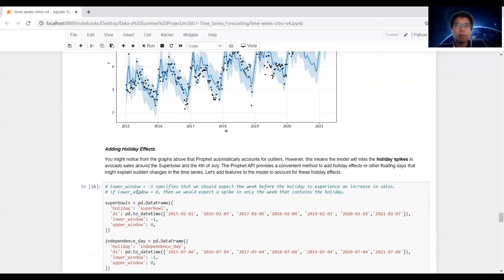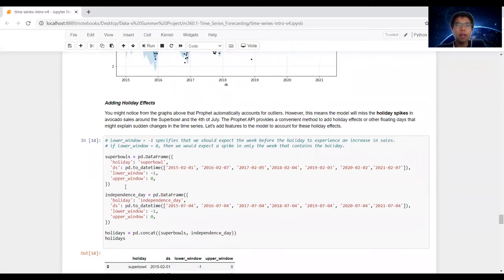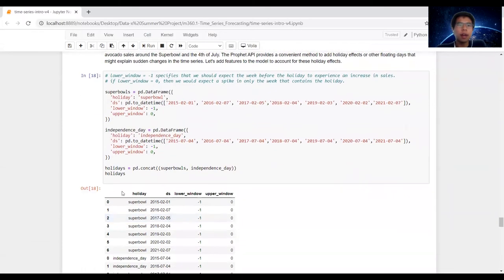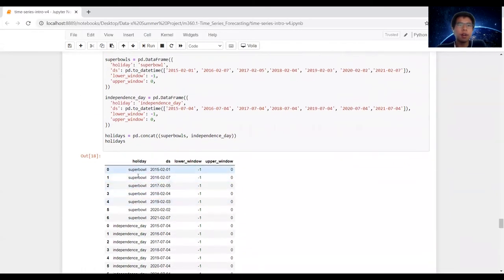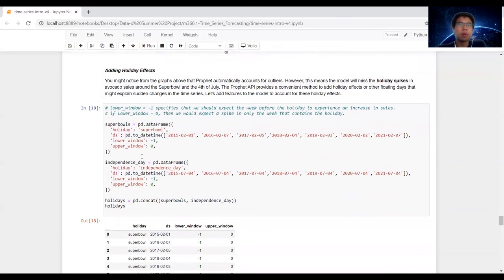But luckily, Prophet allows us to add holiday effects. We can go in and build this data frame, which is basically the holiday, the date, and then the lower and upper window. That's what we're building up here. The lower window is saying that this is the week of the Super Bowl, but we would expect that week and also the week right before to show some type of change in the trend, because the Super Bowl is causing people to buy more avocados.